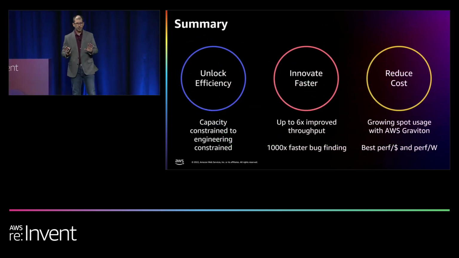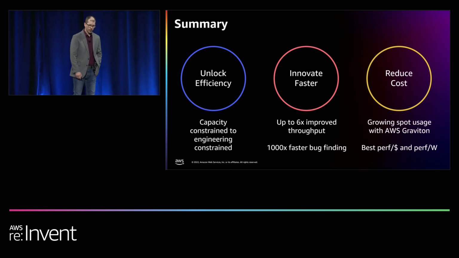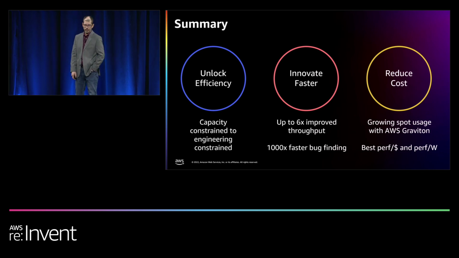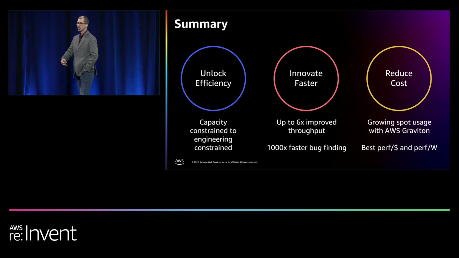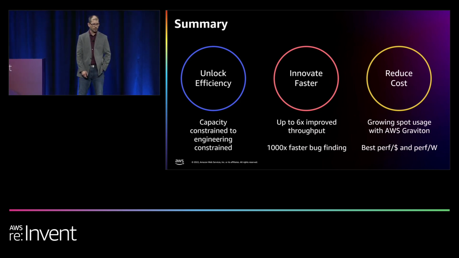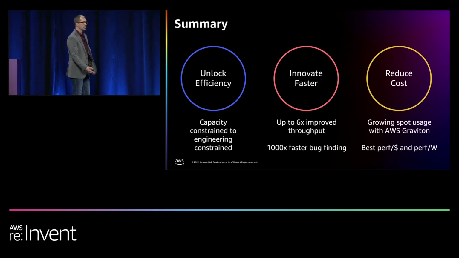So, in summary, moving to the cloud has been transformational to ARM's business. We've moved from being capacity constrained to being engineer constrained. With cloud, we have unlimited scalability and right-sized instances on demand. This gives us the opportunity to try out new techniques like machine learning.